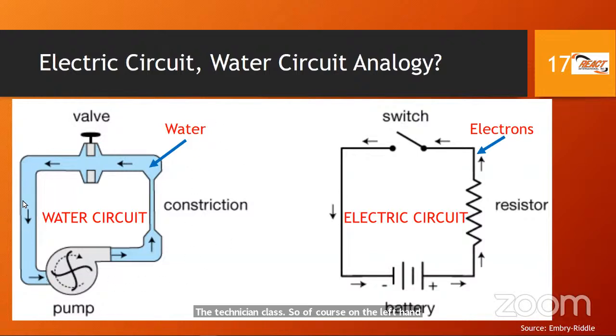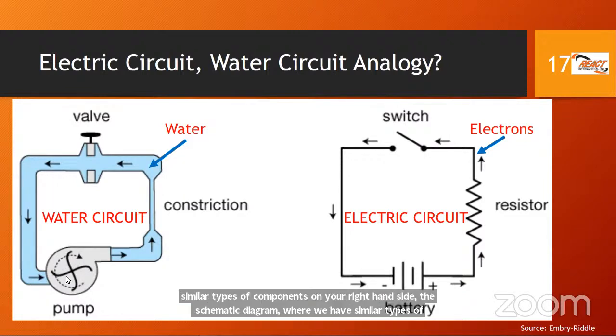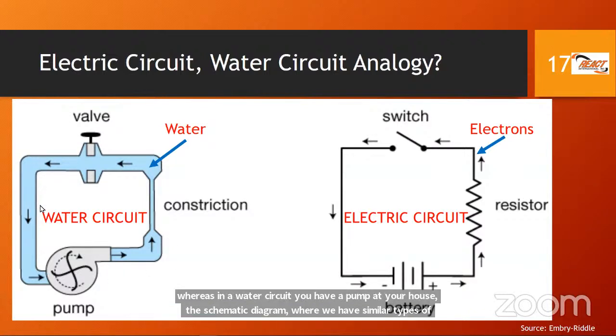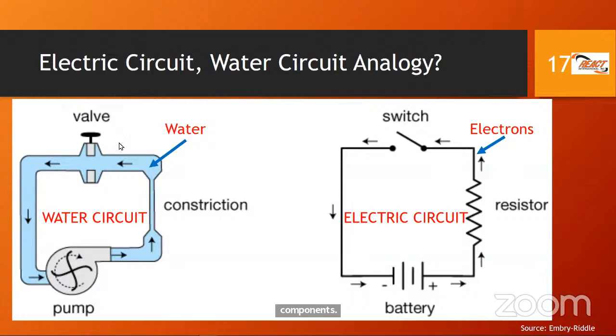It shows a pump, and you have pipes, and you have taps, and smaller pipes or smaller tubes. It's a water circuit compared to the electric circuit on your right-hand side, the schematic diagram, where we have similar types of components. In a water circuit, you have a pump, whether you have a pump at your house or maybe the water authority is sending water to you. There's some pump that is pushing water to you through the pipes.